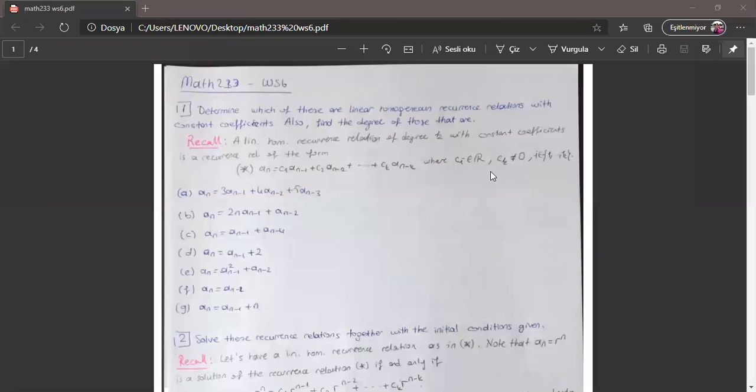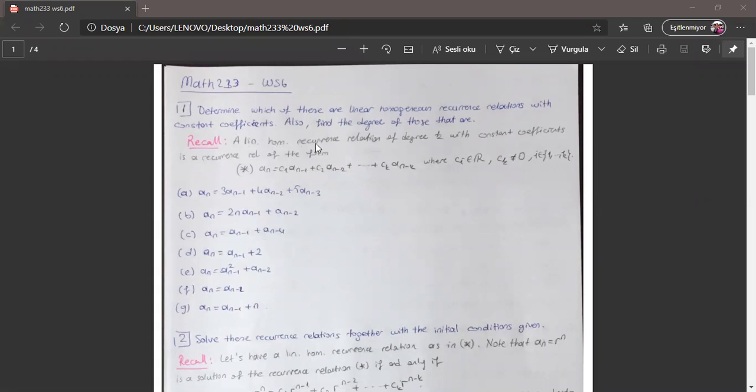Hi everyone, this is the sixth worksheet. So here we have the first question. We will decide if the given relations are linear, homogeneous or not, and then we will decide the degree if it is. So here we have a recall there.